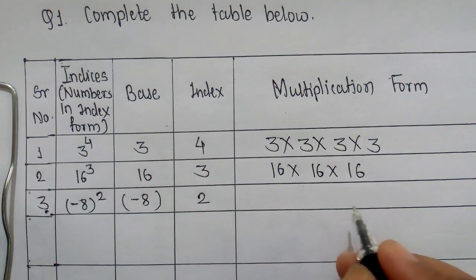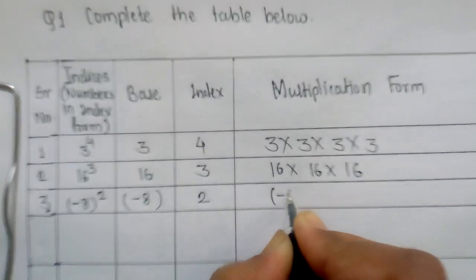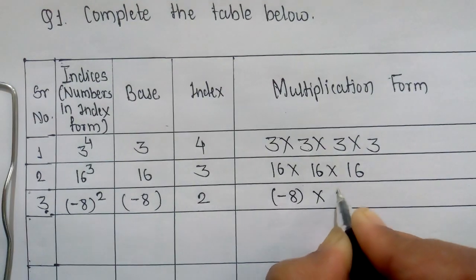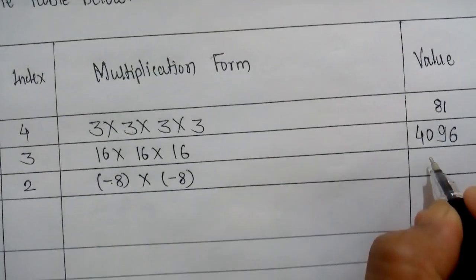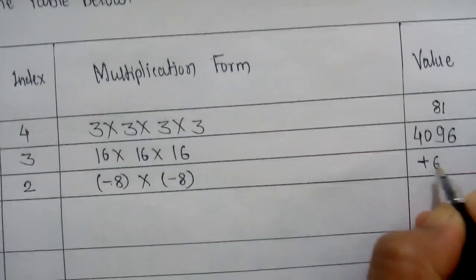So here in multiplication form, what will there be? Negative 8 into negative 8. Now we will multiply that. 8 8s are 64, and here negative times negative will be positive. So the answer will be positive 64. So here you can write positive 64.